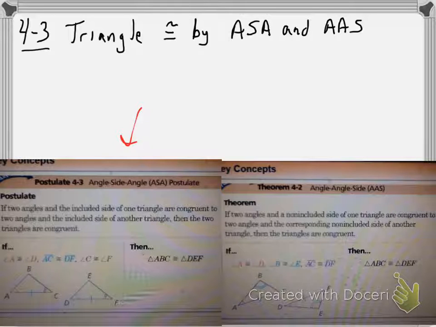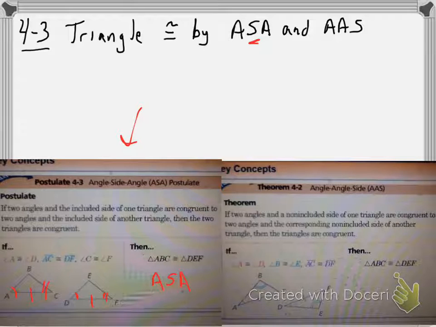That's angle side angle. So again, you have an angle here, a side, and then an angle here. What do you notice? Well, the side is in the middle of the two angles. Okay, same thing here. There's your angle, there's your side, there's your two angles. So you can say these two triangles are congruent by angle side angle.